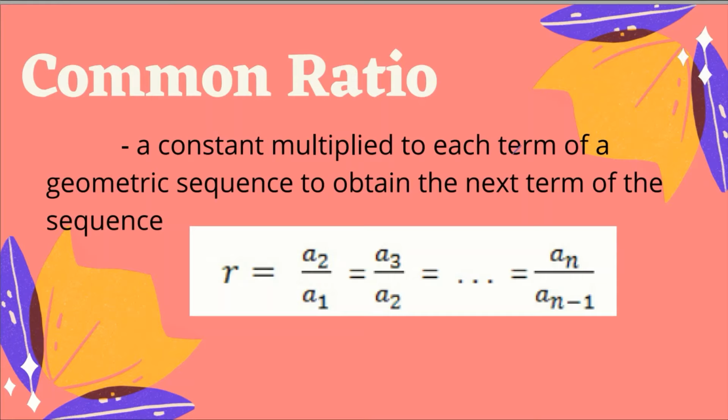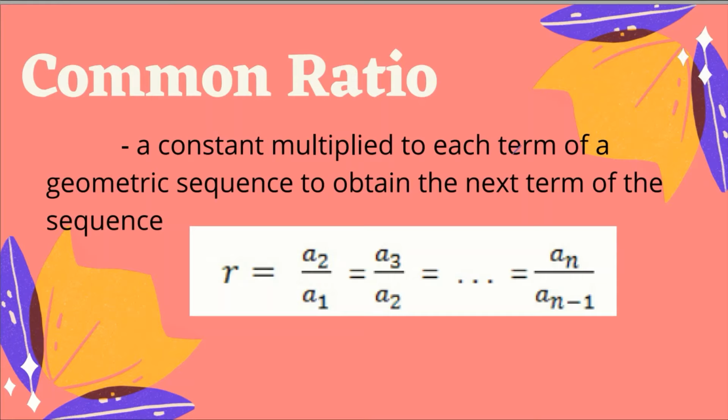Common ratio is a constant multiplied to each term of a geometric sequence to obtain the next term of the sequence. And we follow this formula to find the common ratio. We have r is equal to a sub 2 divided by a sub 1 is equal to a sub 3 divided by a sub 2, or a sub n divided by a sub n minus 1.